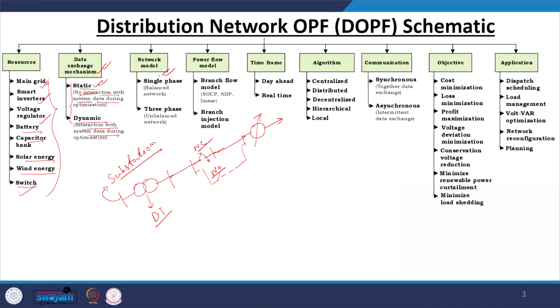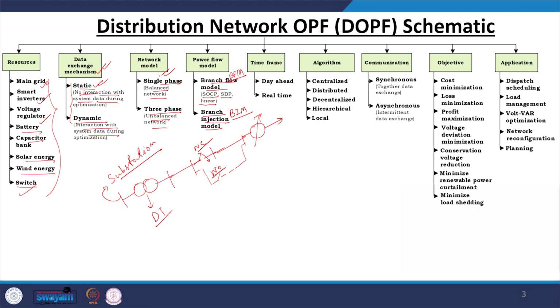Your problem can be single phase or three phase, that we have seen. Either you can take a balanced network for single phase or an unbalanced network for three phase power flow. Your power flow model, either you can take as an SOCP relaxed model, an SDP relaxed model, a linear model, or you can take a branch injection model. That means either you can formulate your OPF problem with the help of BFMs or with the help of BIMs. And accordingly, you can choose to eliminate the non-convexity associated with them.